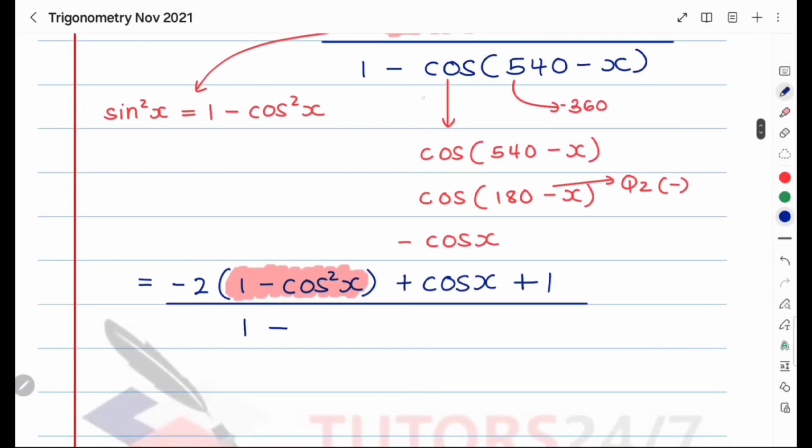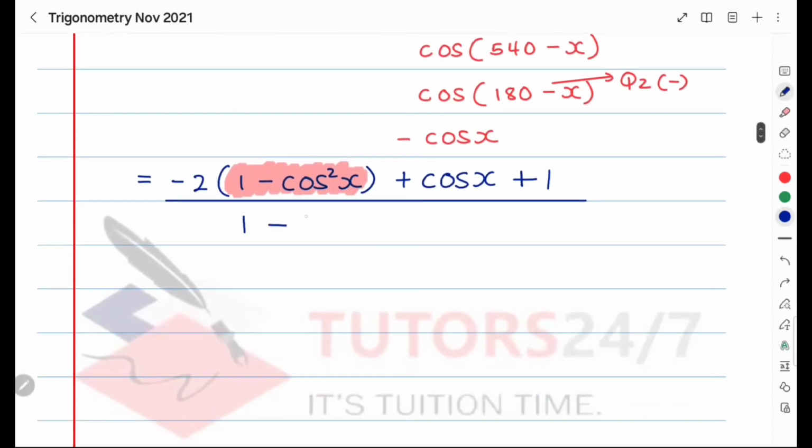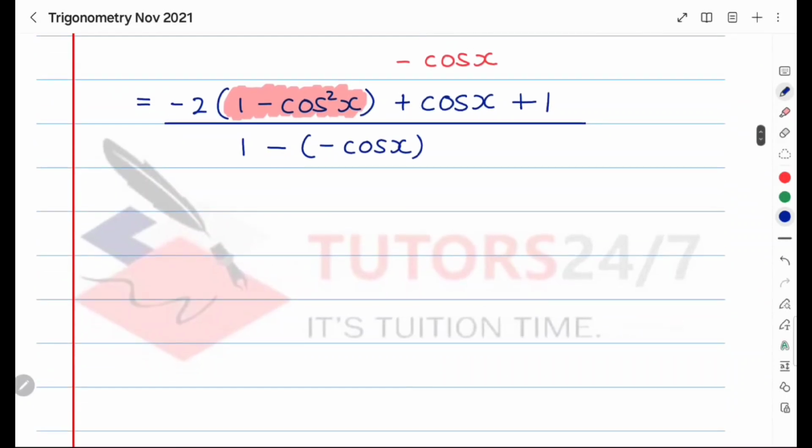Then keep in mind we were able to reduce cos of 540 minus x into negative cos x because 540 is greater than 360, so we subtract 360, leaving us with 180 minus x. 180 minus x is in quadrant 2, cos is negative in quadrant 2, so it becomes negative cos x. So here it is negative cos of x.